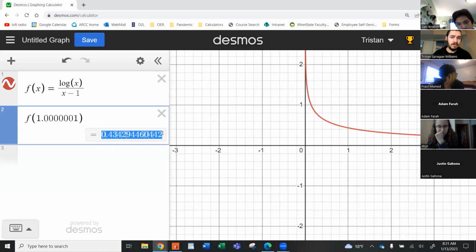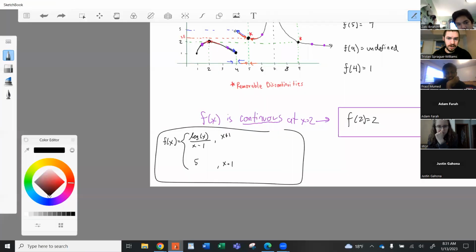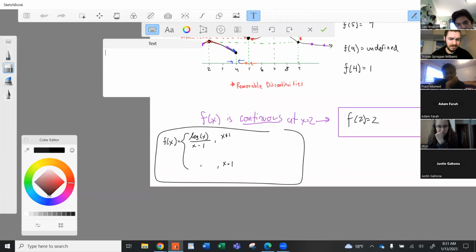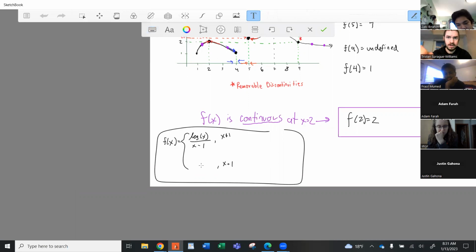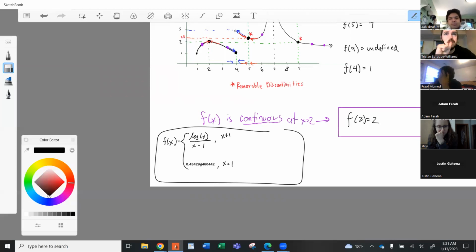But whatever that number is, we could define this specifically to equal that value. Let's see if I can do it. Yeah, take that number, stick it in there. And by redefining the function just at that one x value, I've now made this continuous at x equals 1 instead of having a hole. So that's kind of what that looks like.